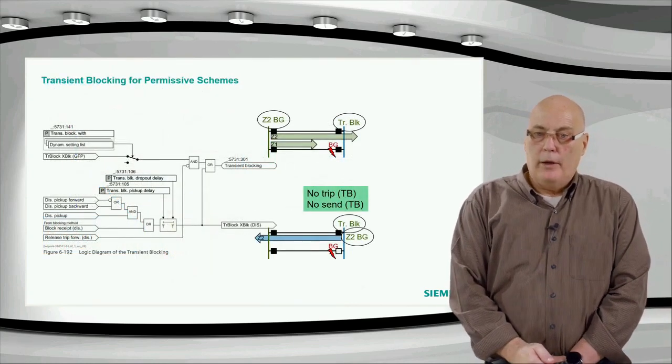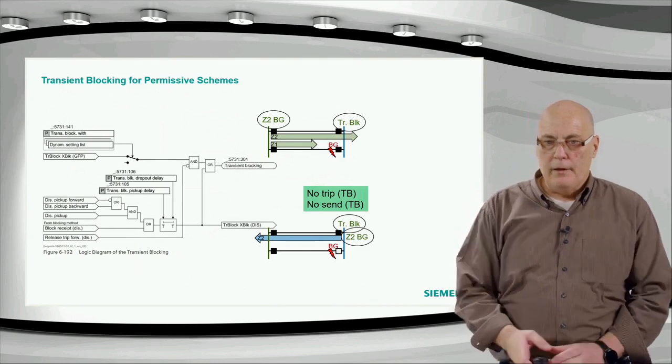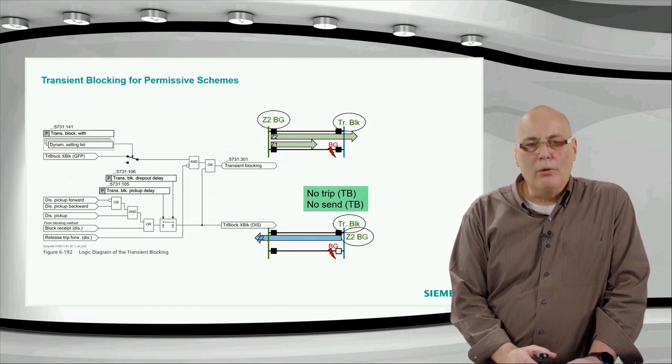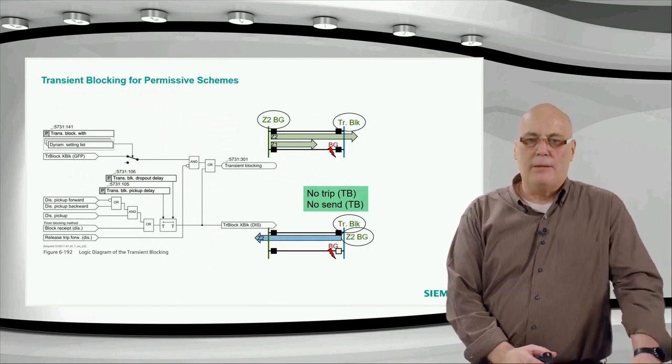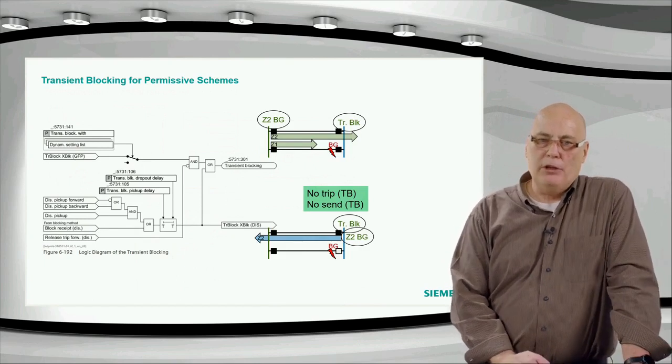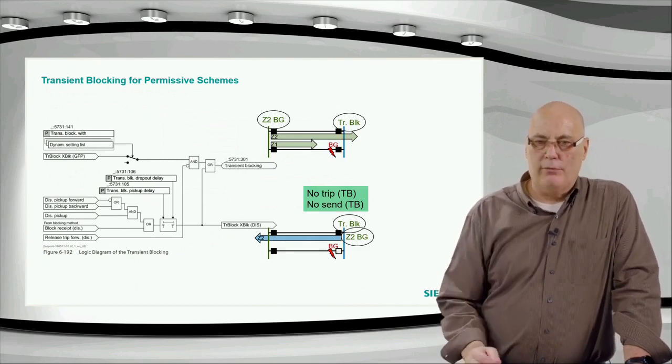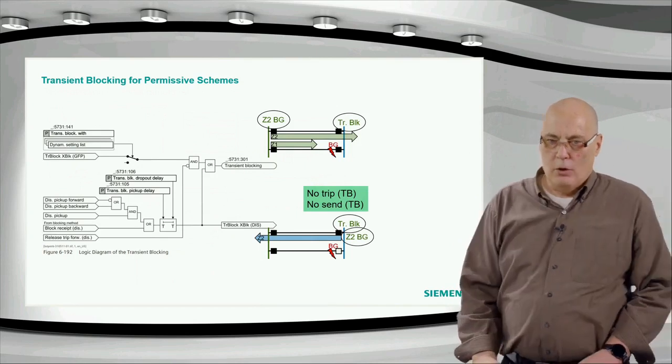Transient blocking, all right, that's a nice subject here, which one can talk about for a while. It is important for the permissive overreach scheme, all right? In the permissive overreach scheme, remember we said we have the condition that we will be sending on the external fault. So here I've taken an example.